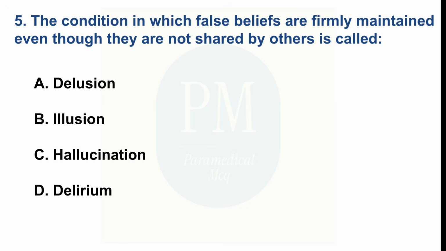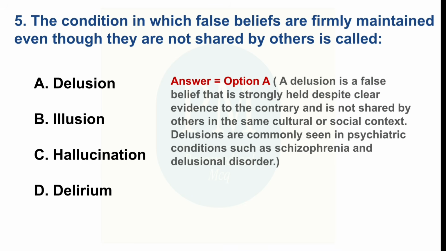The condition in which false beliefs are firmly maintained even though they are not shared by others is called option A, delusion. Option B, illusion. Option C, hallucination. Option D, delirium. The correct option is option A, delusion.